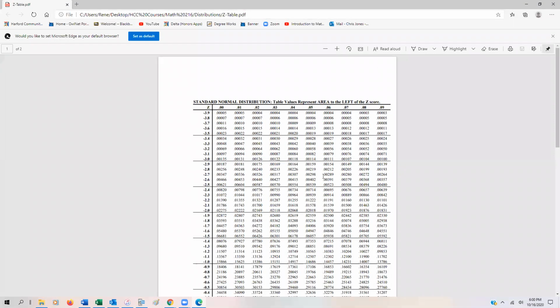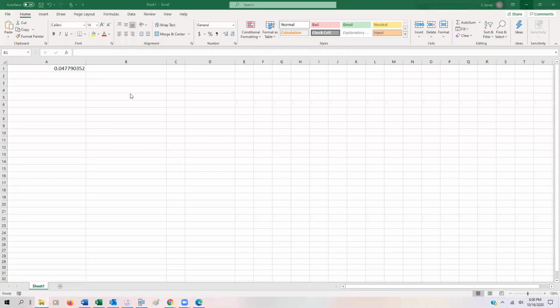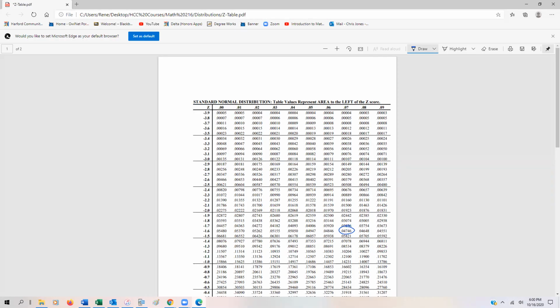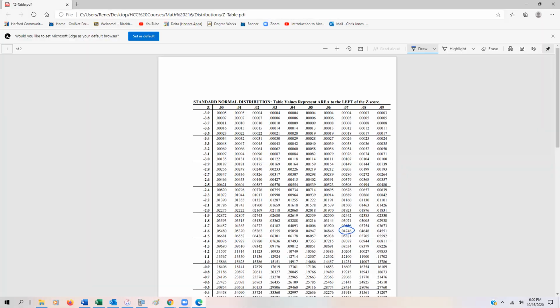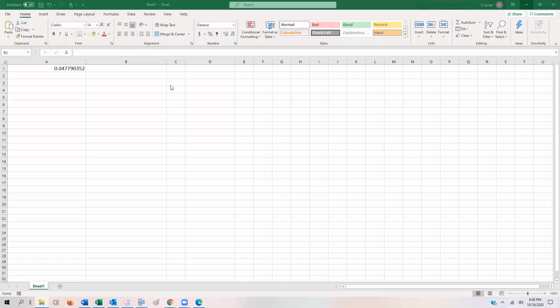Remember, we got 1.67. So on our Z table, we would have negative 1.6, and then we go all the way over to 7. So we get 0.04746. And right here, we got 0.04779. So really close. Just a little bit of a disparity, pretty much negligible, considering that we are just using fictitious problems anyway. So we do see that it works very nicely.